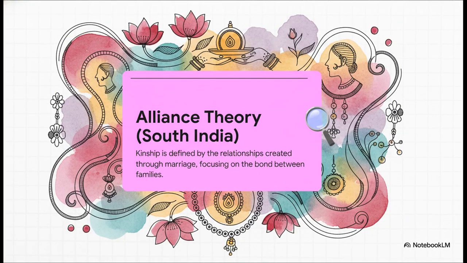Okay, now let's flip that idea completely on its head and look at alliance theory, which is the dominant model in the South. This is where it gets really interesting, because kinship isn't just about who you were born from, it's about who you connect to through marriage. The marriage itself isn't just a personal thing, it's the very glue that builds and holds the social structure together.